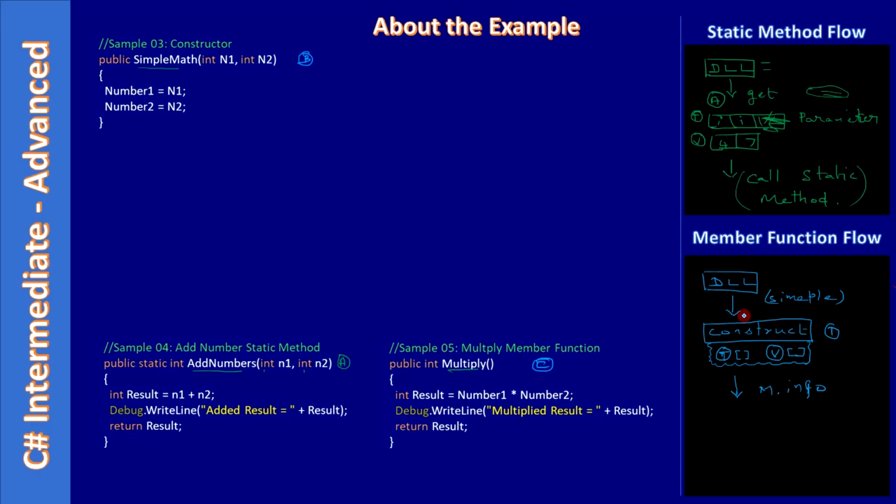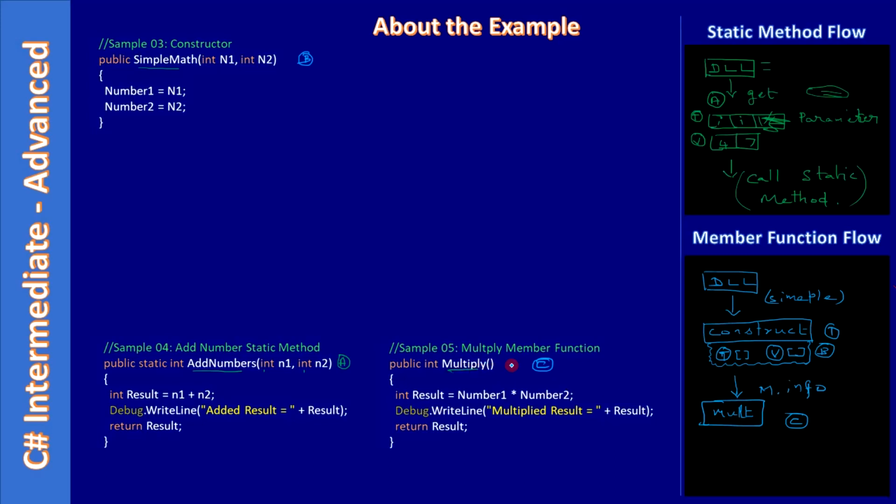So A we already used. Here we will be constructing it, then we will be making a call to the method info multiply, right? So that's what we do. And if you see, for a static method, we simply load the DLL, then we get the name of the exposed function, we pack the parameters and we make a call. Here, since it doesn't receive any parameter, we simply create the instance and we will make a call.